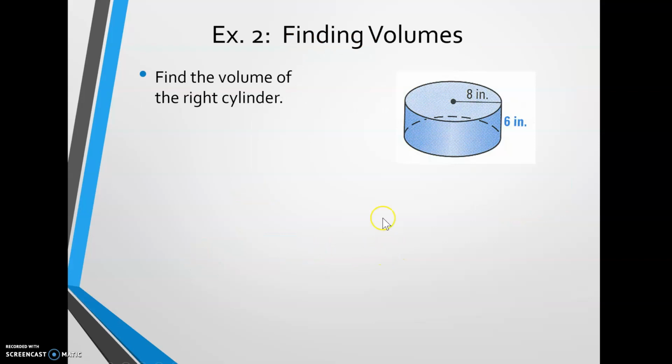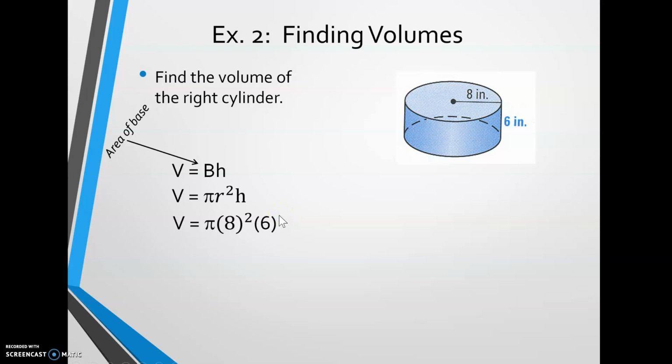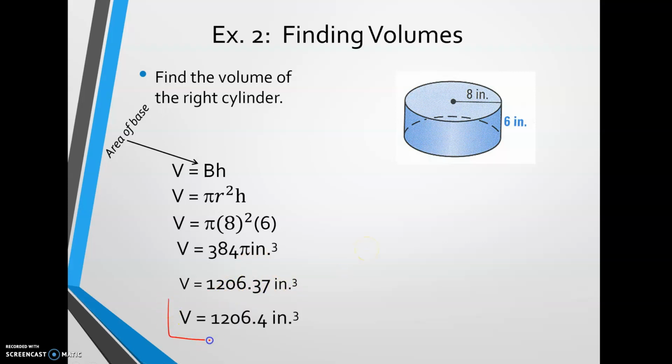All right, so this first one, finding a volume here. I know the volume is equal to the area of the base times the height, and the area of the base is a circle, which is pi r squared, times the height. So let's replace the values that we know. We know our radius is 8, and we have a height of 6. You're going to keep all of this in your calculator: 8 squared, 8 times 8 times pi. Make sure you use the pi button, don't round that, times 6. Once you do that, we're going to round to the nearest tenth, which means you should have an answer of 1,206.4.